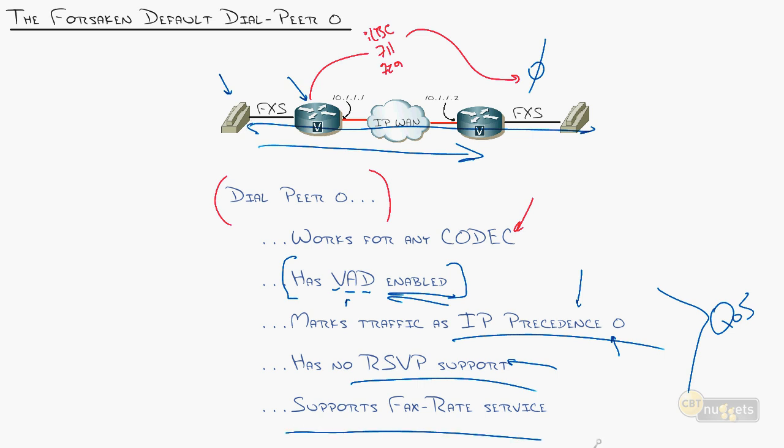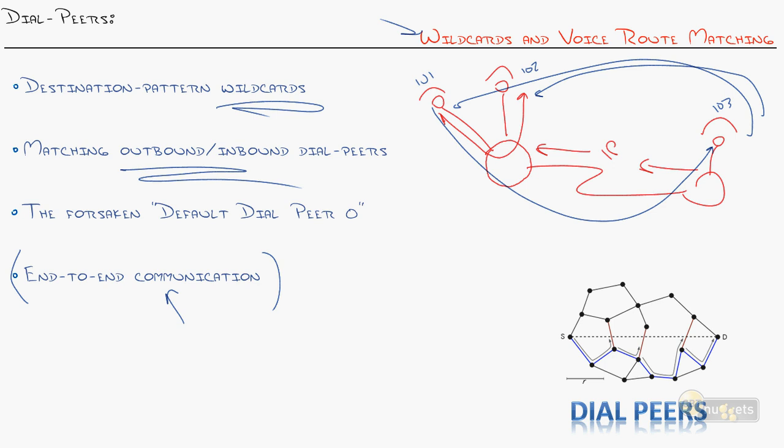Finally, it supports fax rate service, which means it can handle faxes coming in over that dial peer. The big picture is you don't want to use the default dial peer 0. You don't want it to automatically match that one because you want to have a complete end-to-end dial peer configuration that makes sure all the right settings are applied.